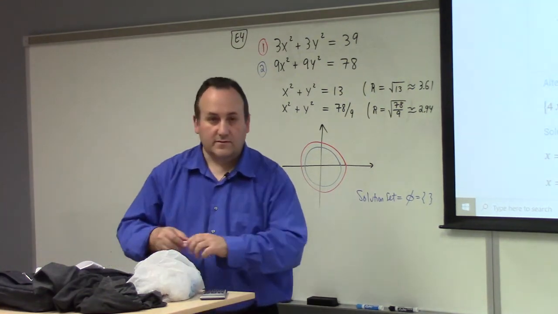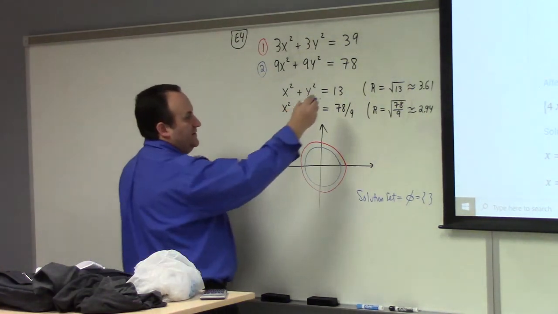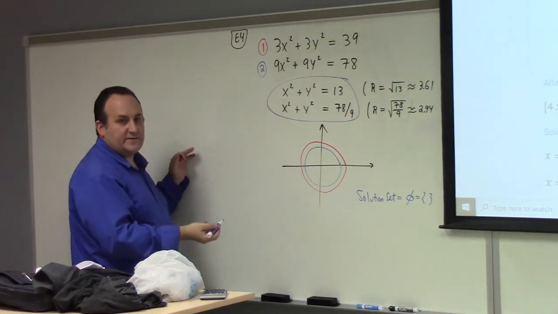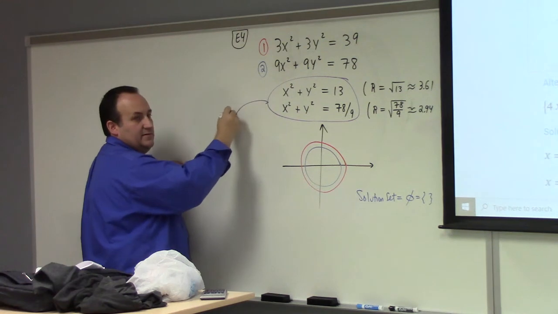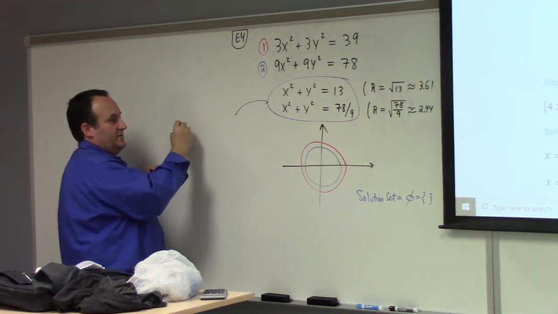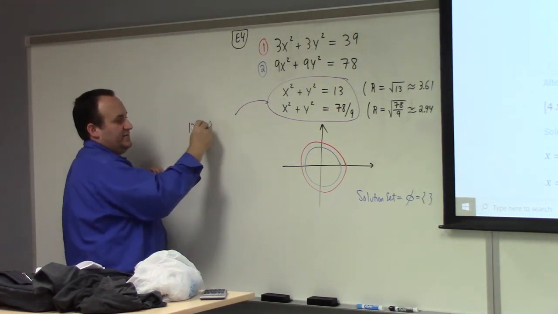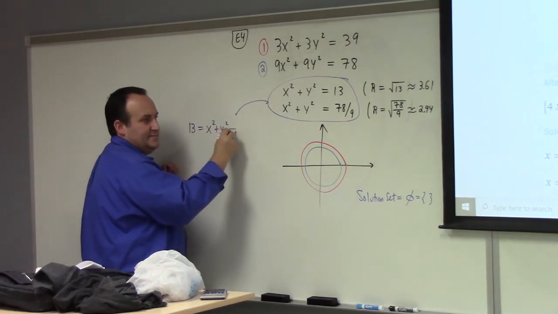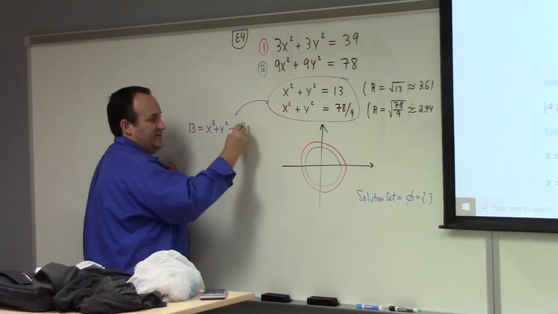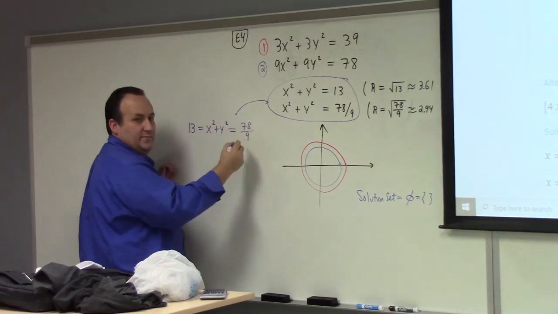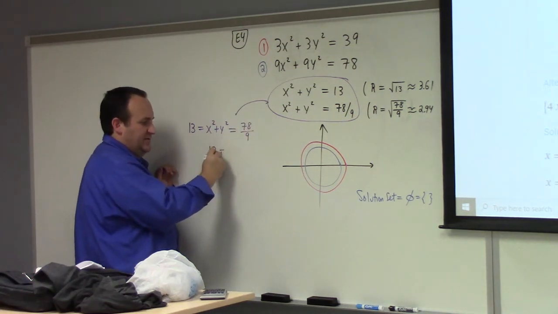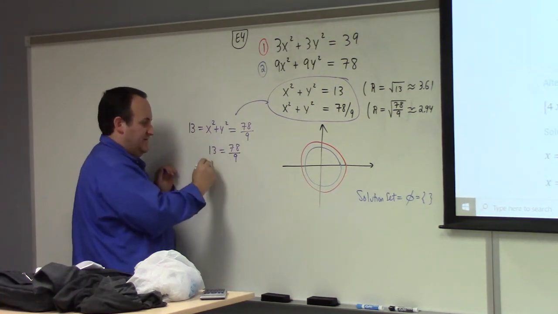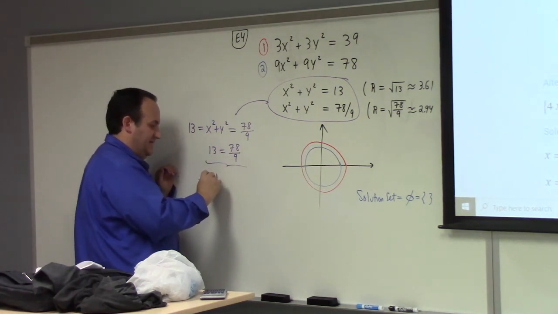All you do, follow me on this, you take these two equations and solve both of them for x squared plus y squared. What does that say? It says 13 is x squared plus y squared, but it's also equal to what? 78 over 9. But is 13 equal to 78 over 9? So this is absolute nonsense.